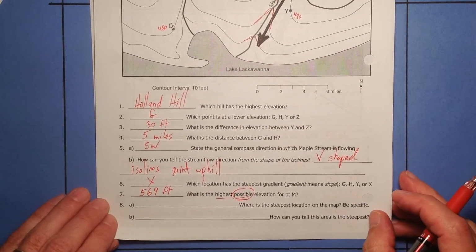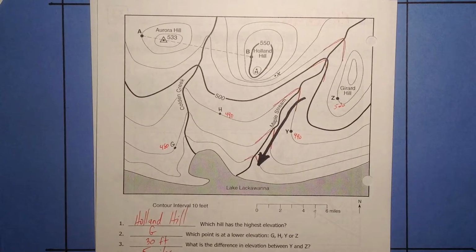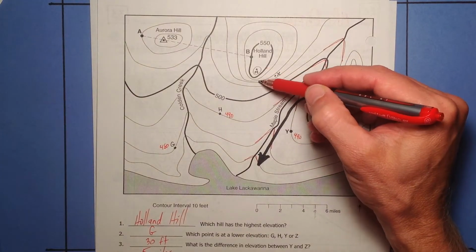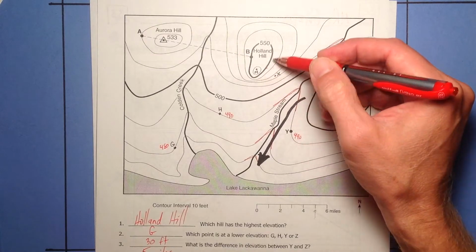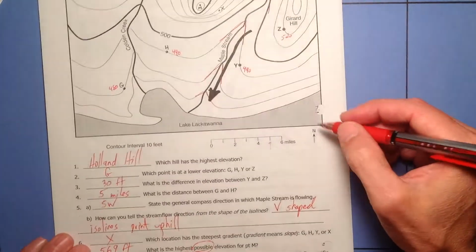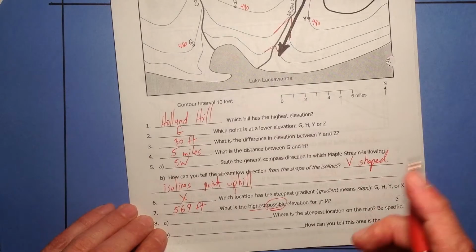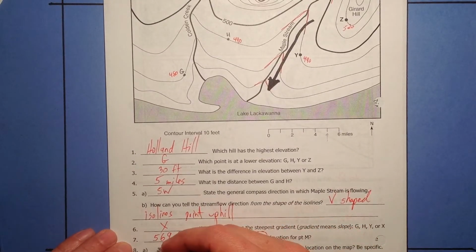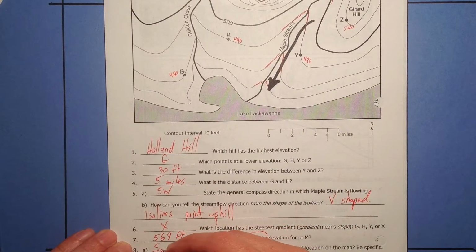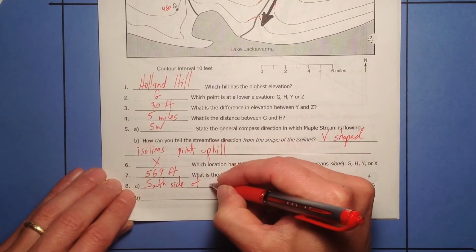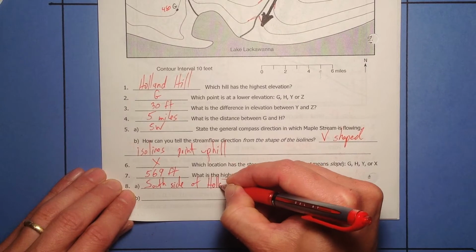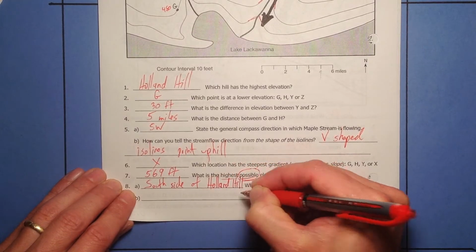8A, where is the steepest location on the map? Be specific. The steepest location is where the lines are closest together. It's right here. It's kind of like a cliff almost, and we'll call that Holland Hill. And then if you look at the compass, that's the south side of Holland Hill. So, south side of Holland Hill.